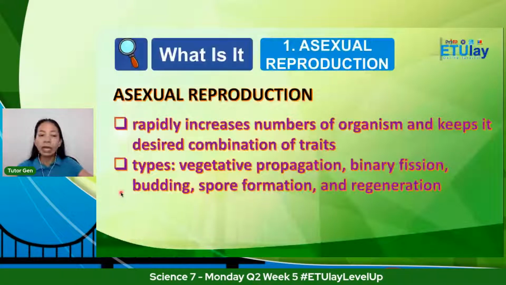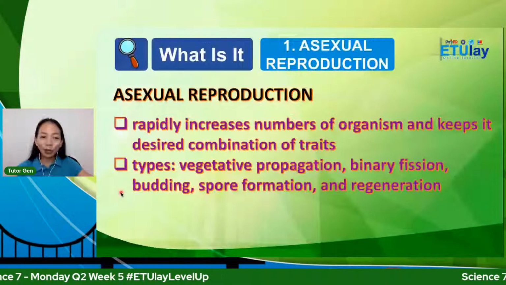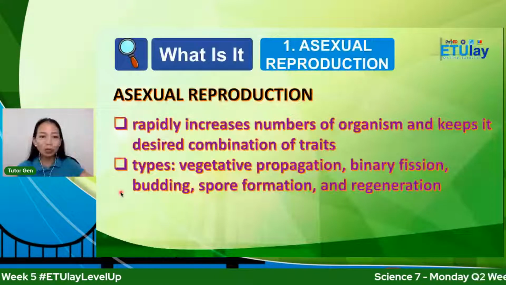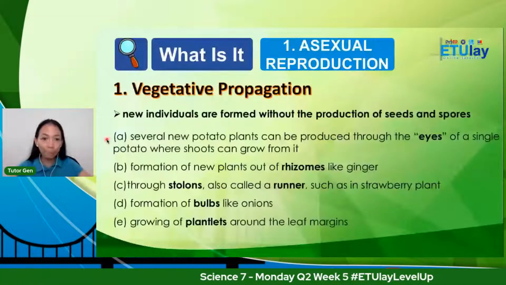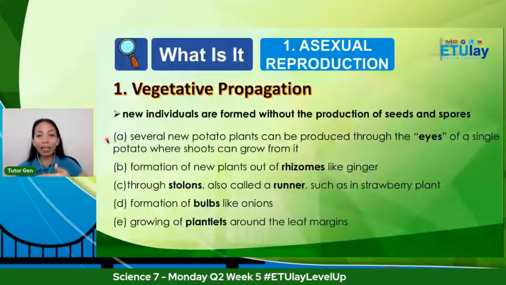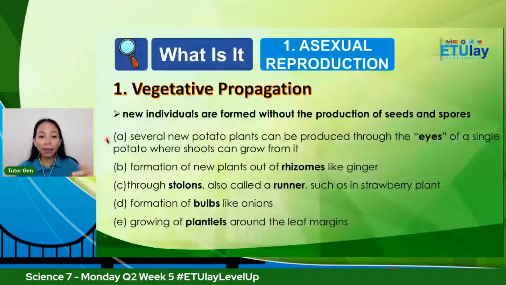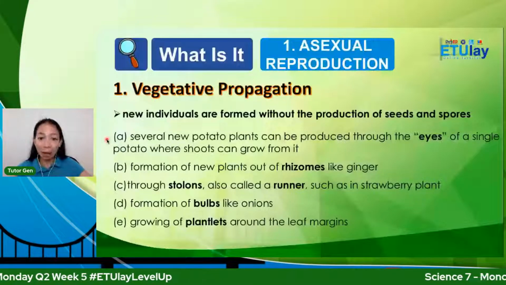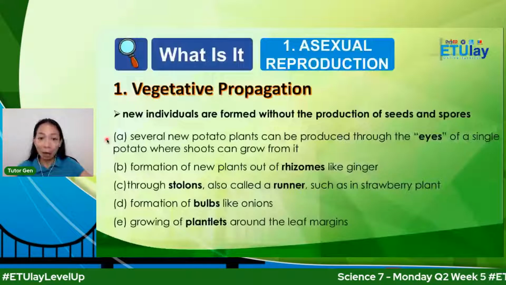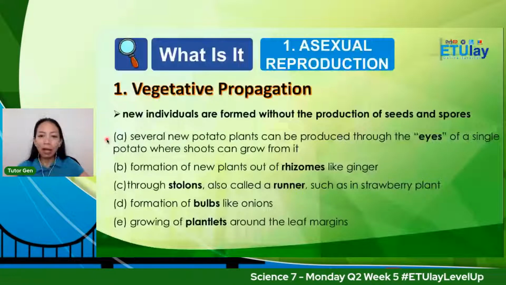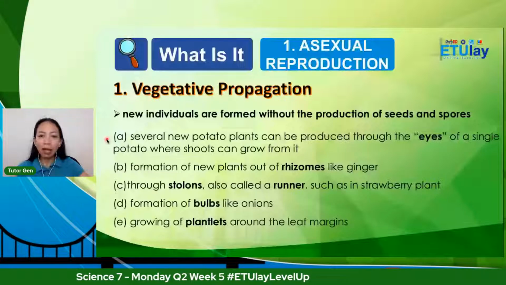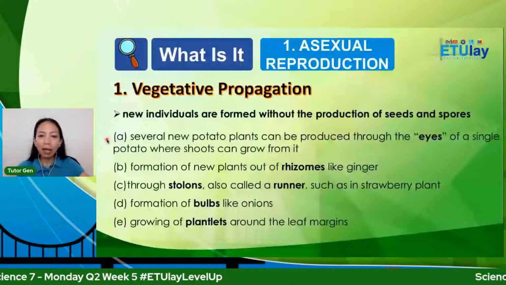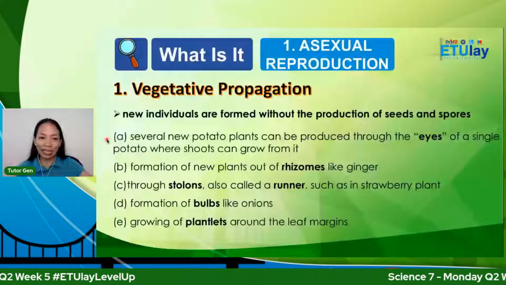Now, I'd like you also to take note, if you can take a screenshot or mabilis na pagsulat, please do so. May examples dito from A to E. Because the next slide, we will have the pictures of these examples. So perhaps you're familiar with some of these plants. So common ito for vegetative propagation, we have plants. First example is letter A.